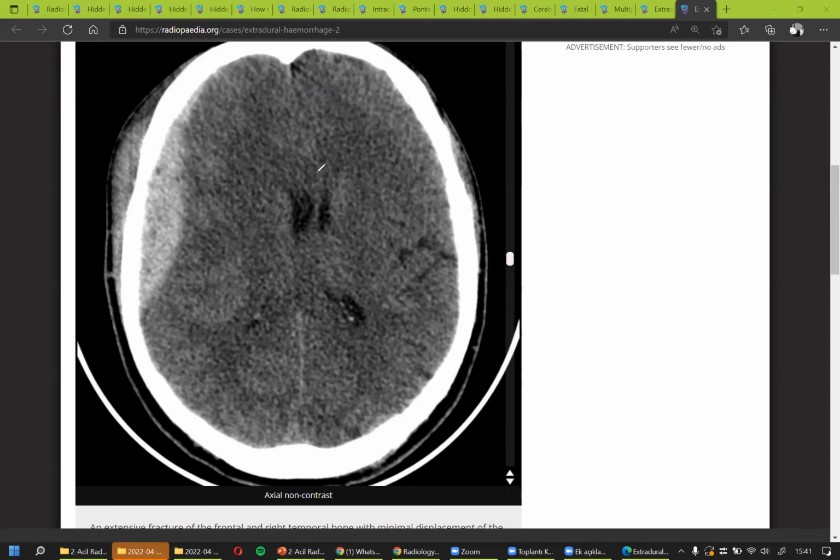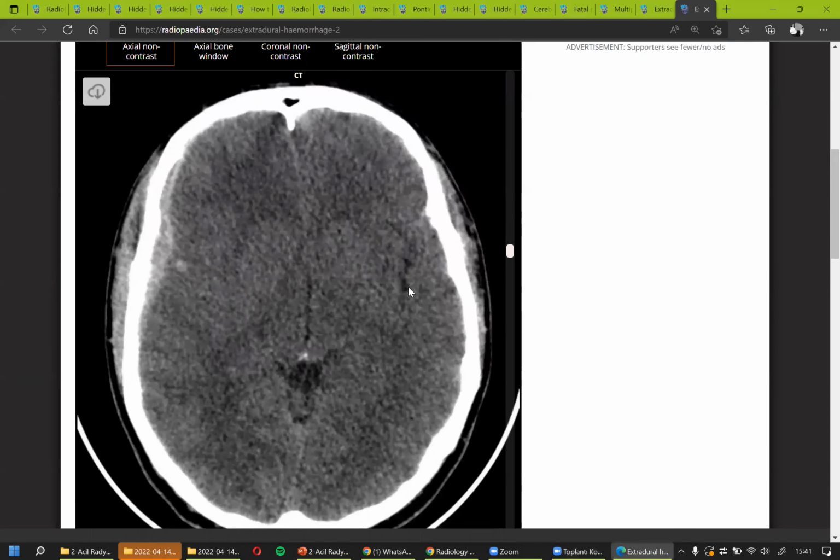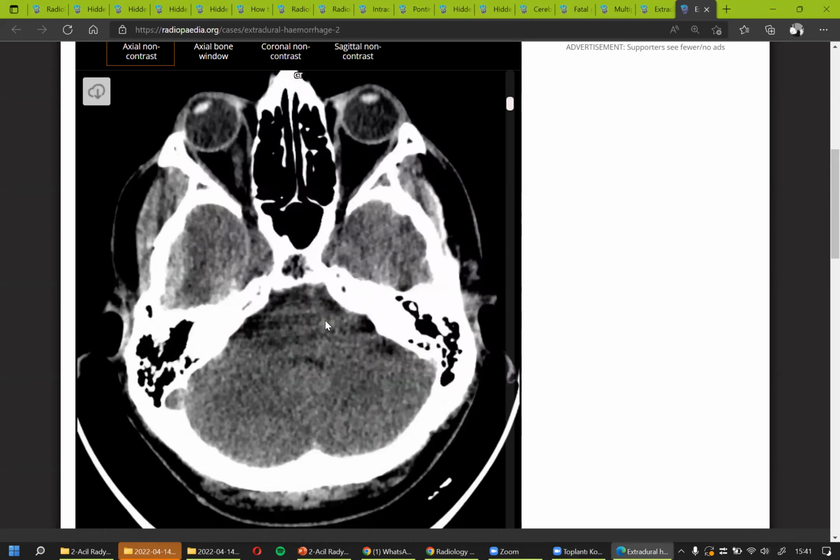Good one. We are seeing some shift, right? So this patient is getting into danger. So it's probably a candidate for surgery. And what else? Can we see anything else in the brain? Let's look at it. There's a very small amount of intraparenchymal hemorrhage after traumatic brain injury.